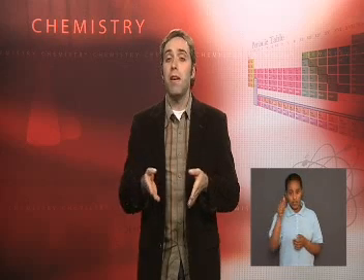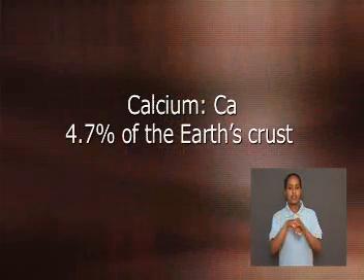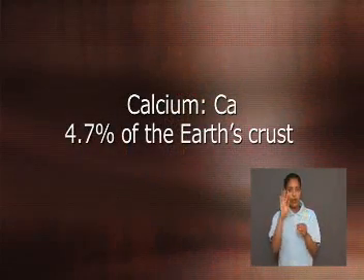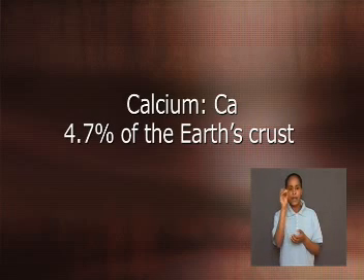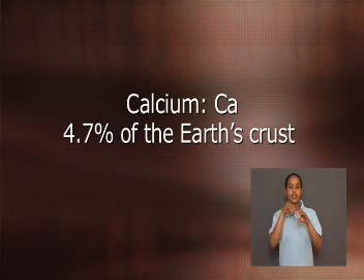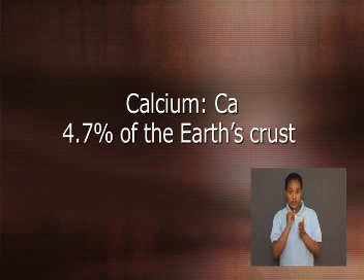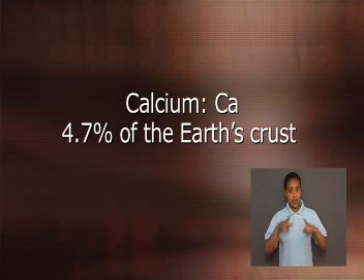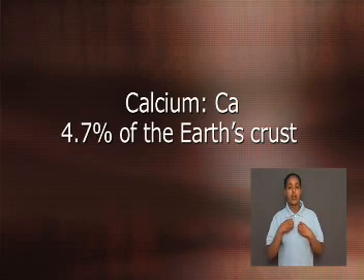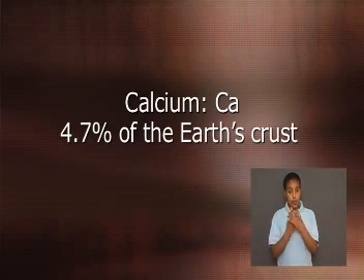Calcium is the fifth most abundant element in the Earth's crust, constituting about 4.7% of the Earth's crust. It is essential for living organisms, and it is a major constituent of bones and shells.